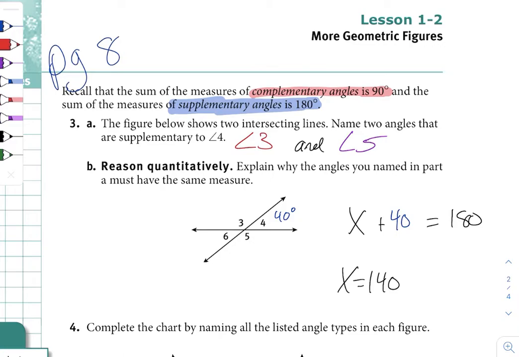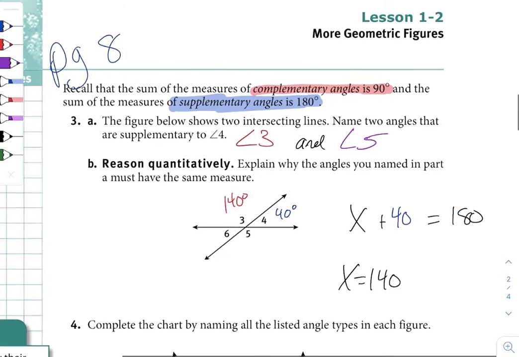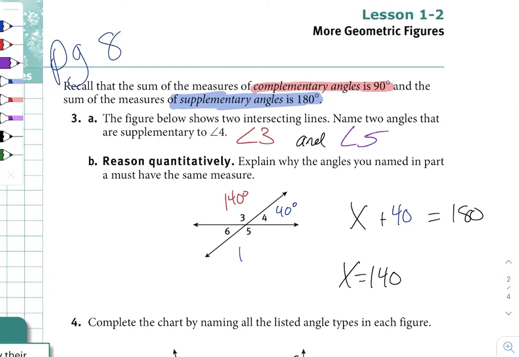So it doesn't really matter if it's angle 3 or angle 5. Both of those are going to have to be the same because I need to be able to add to 180. 140 and 40 makes 180. So they're obviously going to have to be the same because they're one of two numbers adding to 180, and that second number is not changing. That 40 is going to stay the same.